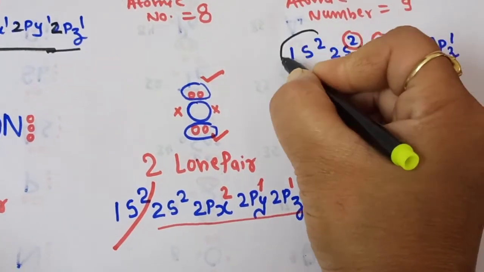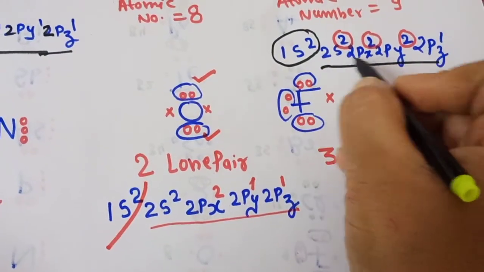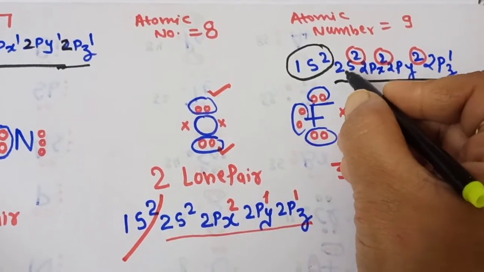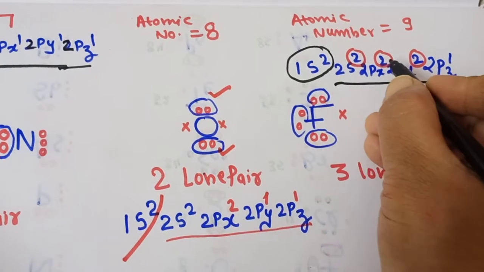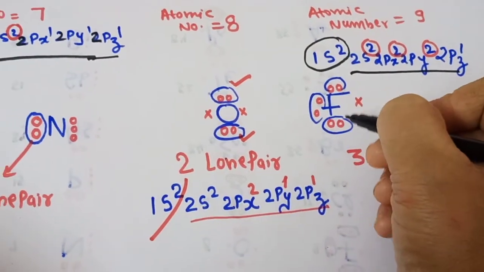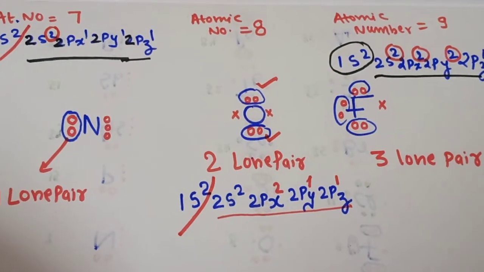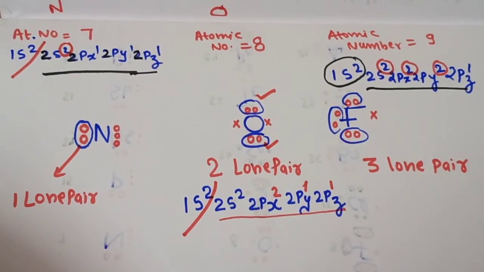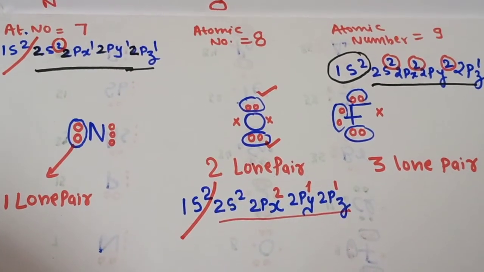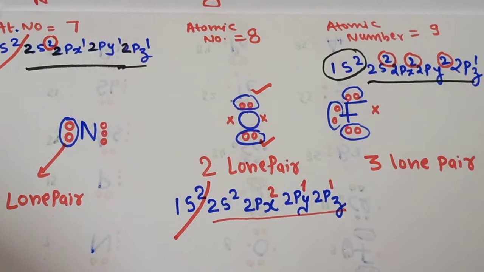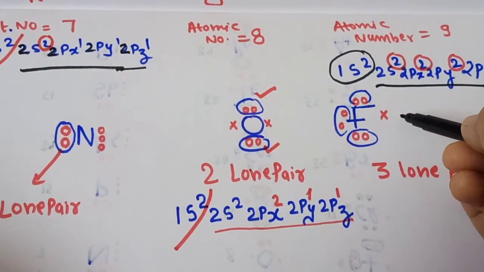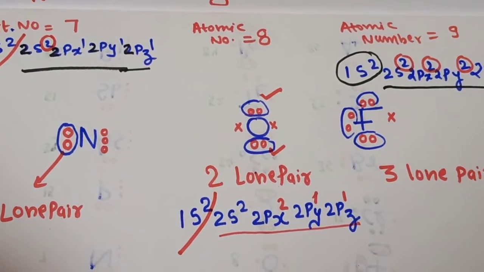Now you see the pairs. Leave this 1s2. Don't count this electron pair. Only count the pairs in the outermost shell. So in fluorine, the outermost shell is the second. So 1 pair, 2 pair and 3 pair. So how many lone pairs of electrons do you find in this fluorine? 3 lone pairs of electrons. So students, in the case of nitrogen, the number of lone pairs of electrons is 1. In oxygen, it is 2 lone pairs, and in the fluorine atom 3 lone pairs of electrons. Only 1 electron is unpaired in the case of fluorine that will take part in the bonding.